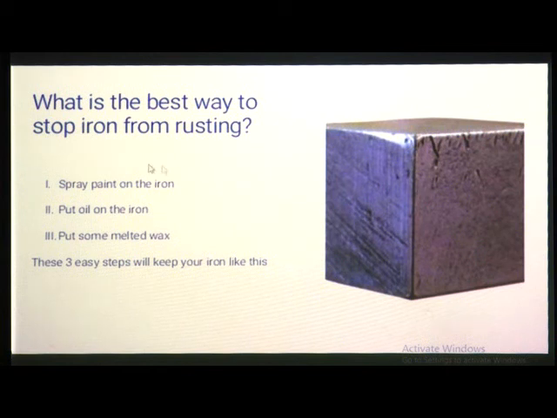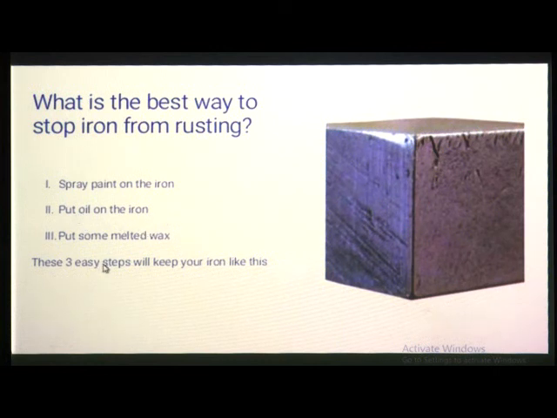So that is why we have to do something so that it will not get rusted. We can say in a simple way how we can stop iron from rusting. First, spray paint on the iron. Whatever iron objects are there, we have to spray paint on them so that they will not get rust very soon. Then the second way is to put oil on the iron.